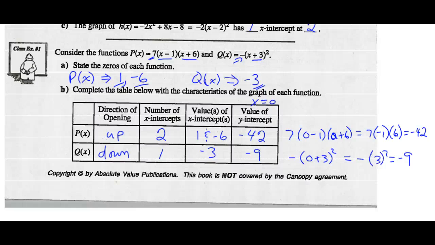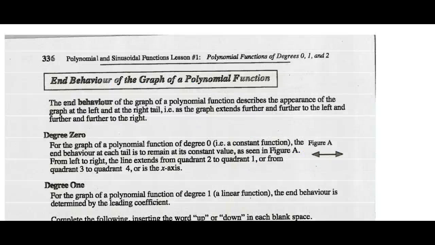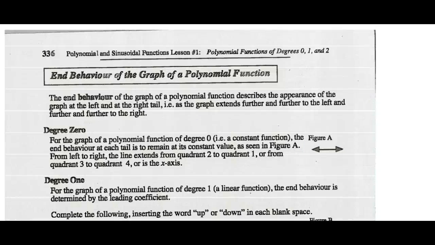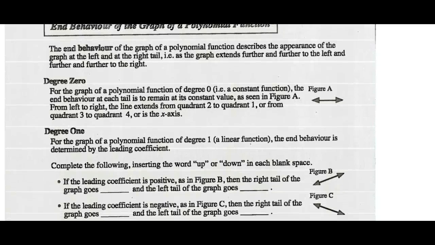Looking at the end behavior of a graph of a polynomial function. The end behavior of the graph of a polynomial function describes the appearance of the graph at the left and at the right tail. For example, as the graph extends further and further to the left and further to the right. Degree 0 polynomial functions, we call these constant functions. The end behavior at each tail is to remain at its constant value as seen in figure A. So from left to right, the line extends from quadrant 2 to quadrant 1 or from quadrant 3 to quadrant 4. Or, if the function is f of x equals 0, then it's the x-axis.